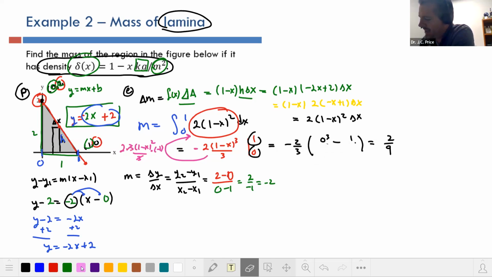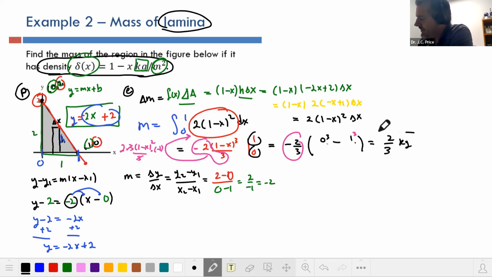All right, so I factored out this -2/3 right here. So when you plug in 1, you just get 0 cubed. When you plug in 0, you just get 1 cubed here. And so now I just get a negative times negative is a positive, and a 2/3. And then don't forget the units, kilograms.